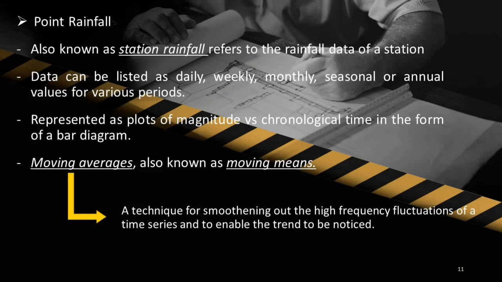The trend is often discerned by the method of moving averages, also known as moving means. Moving average, on the other hand, is a technique for smoothing out the high-frequency fluctuations of a time series and to enable the trend, if any, to be noticed.